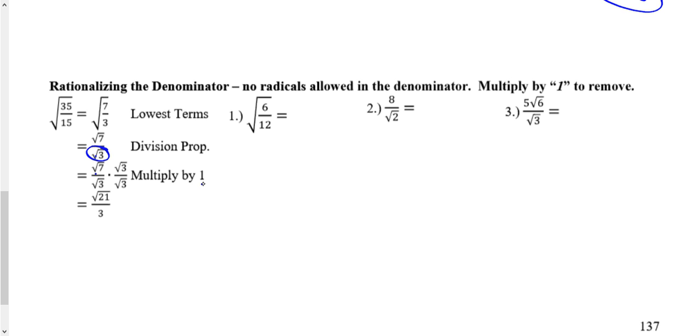This particular form of 1 will get rid of the square root in the bottom. Okay? What is the square root of 7? Fractions, when you multiply, right? You multiply across the top and across the bottom. What's the square root of 7 times the square root of 3? Square root of 21. What is the square root of 3 times the square root of 3? Which is? You see that?